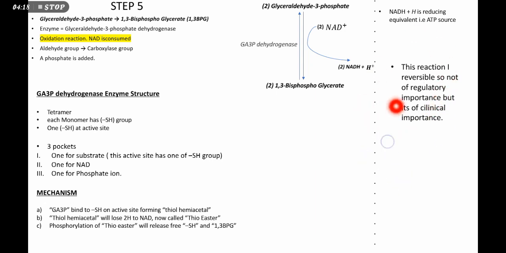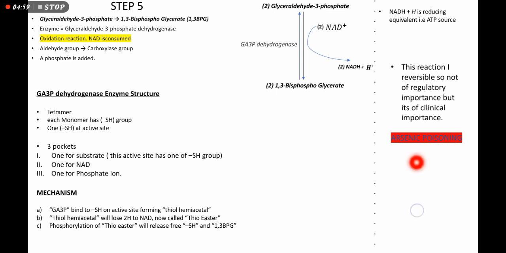We know this reaction is reversible as the arrows suggest, so it is not of regulatory importance, but it is of clinical importance. The clinical importance is arsenic poisoning. We know that humans are vulnerable to arsenic. What arsenic does is halt the process of glycolysis, and ATP production does not occur in glycolysis. Arsenic affects this enzyme glyceraldehyde 3-phosphate dehydrogenase, and also another enzyme called pyruvate dehydrogenase.